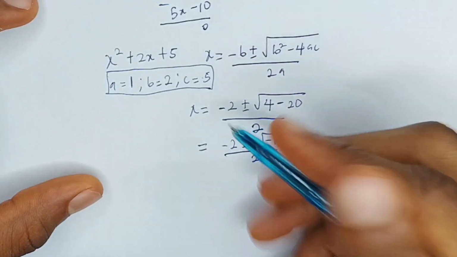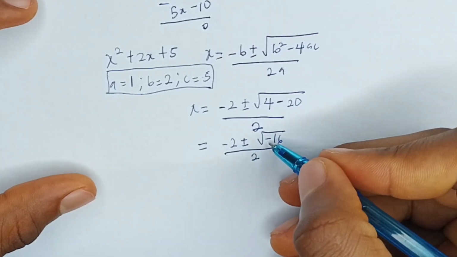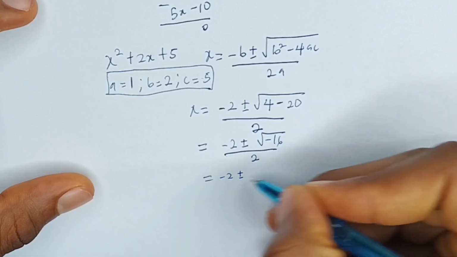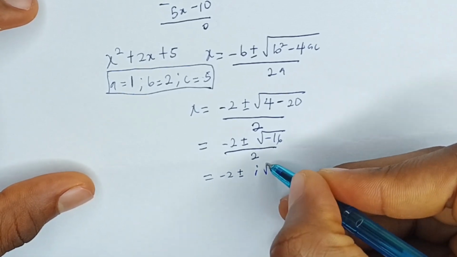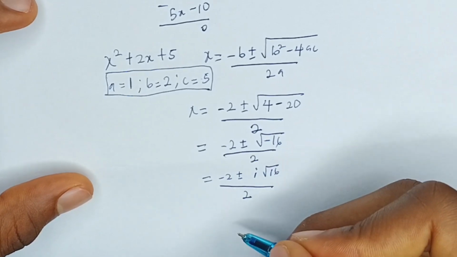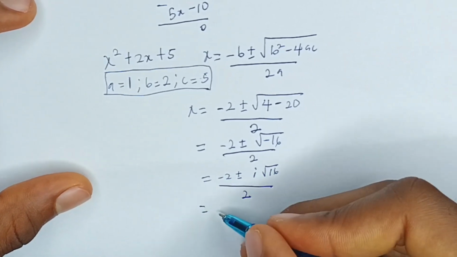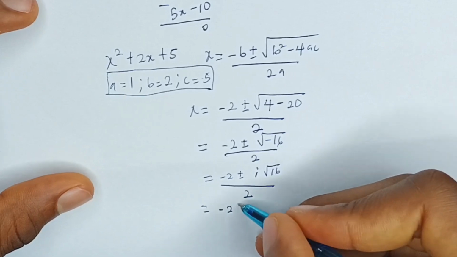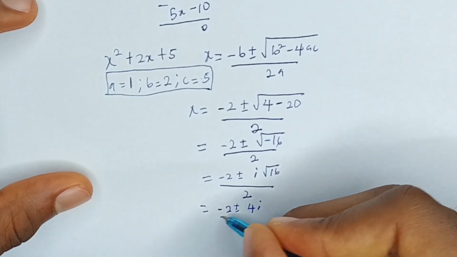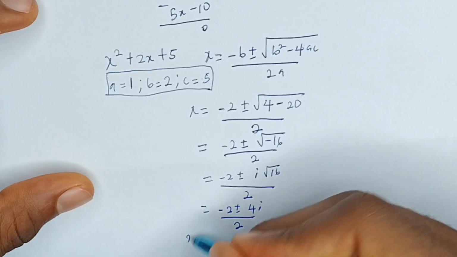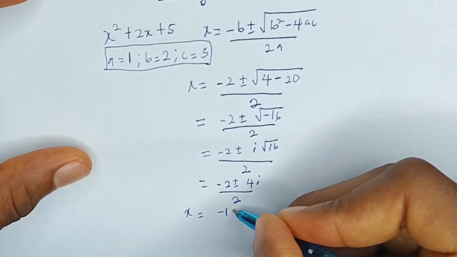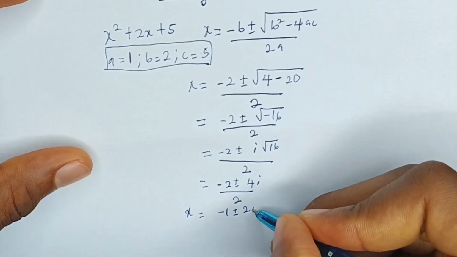Alright? Now, root of negative 16 can be rewritten as minus 2 plus or minus i root 16, because i is root of negative 1. Alright? Now, this becomes equal to minus 2 plus or minus root of 16 is 4. So we have 4i over 2. Hence, x now becomes equal to minus 1 plus or minus 2i.